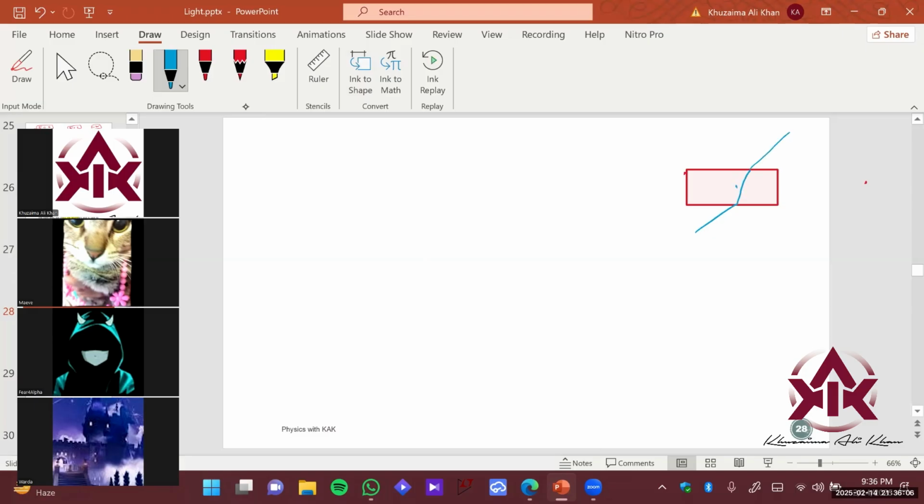This is the normal here. This is the normal here, right? This is air outside, and inside you have a glass block, right? And these are the angles over here: the angle of incidence here and the angle of refraction inside. Let me repeat, it is I1 and R1, and this is the angle of incidence inside the glass block, and this is the angle of refraction outside the glass block here, right?